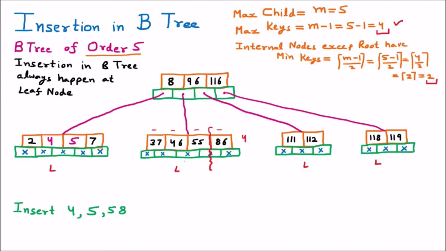Now what to do? Because the 58 will come here between 55 and 86, but the keys are full. So now we are learning that if such a situation comes, how to deal with it. Now in the rough work, first of all, take out the elements which are available. So this is the rough work which I am doing. So this is 34, then 46, then 55. We know these are the elements which are already present. So I have taken that.